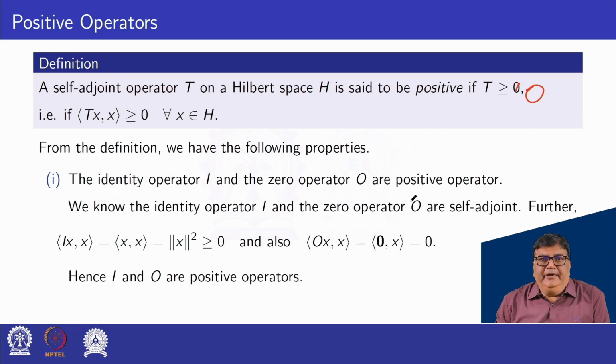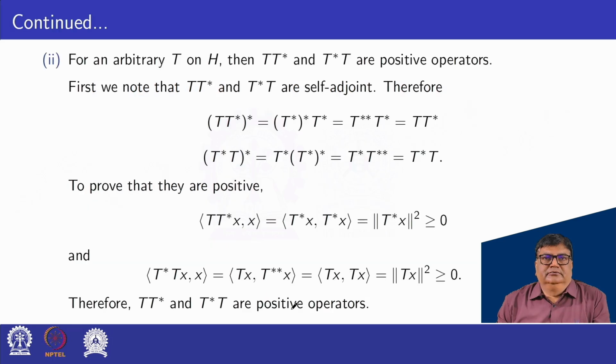Similarly, the 0 operator is also self-adjoint. So the inner product of Ox and x, that is the inner product of 0x and x, is 0. So this is greater or equal to 0, it means the 0 operator is positive. Hence I and O are positive operators.